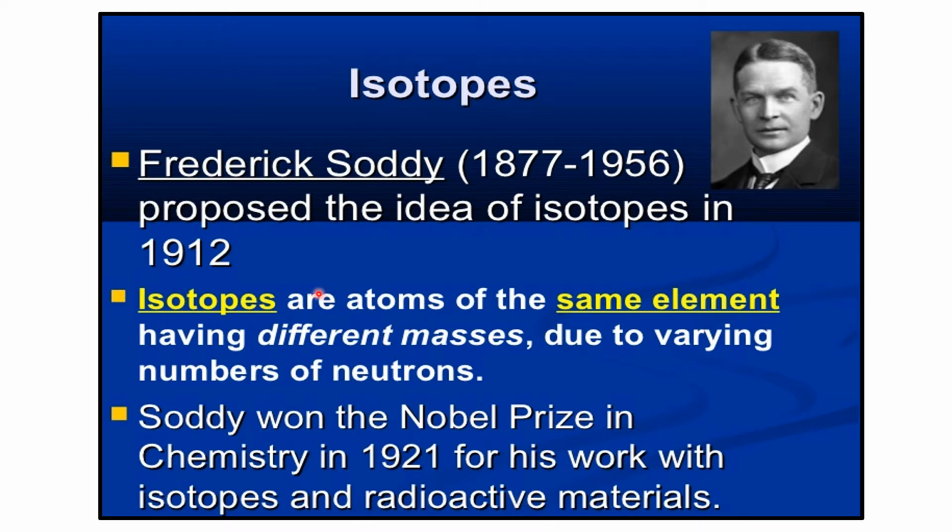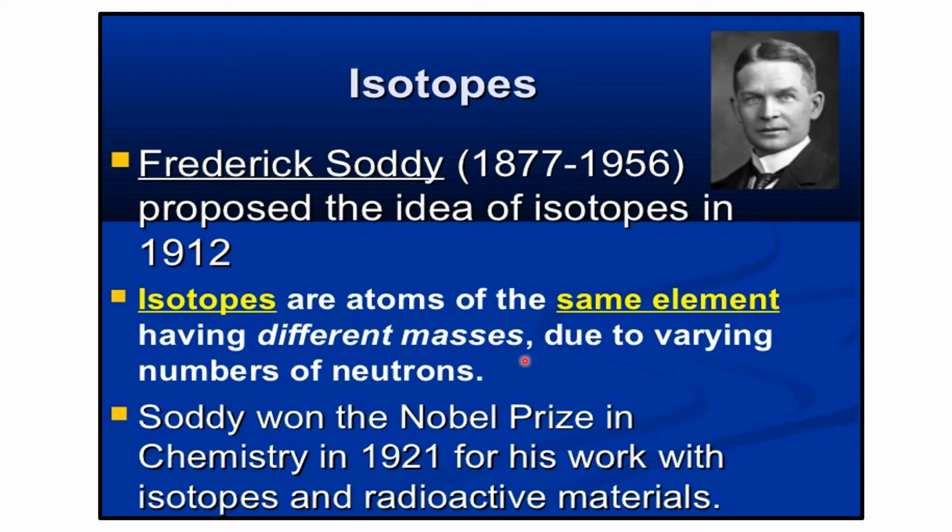What do isotopes mean? Isotopes are atoms of the same element, but they will have different masses. Why they possess different masses is due to the varying number of neutrons. Atomic mass is equal to the number of protons and neutrons present in an atom. Since the number of neutrons is changing, the isotope will have a different mass.